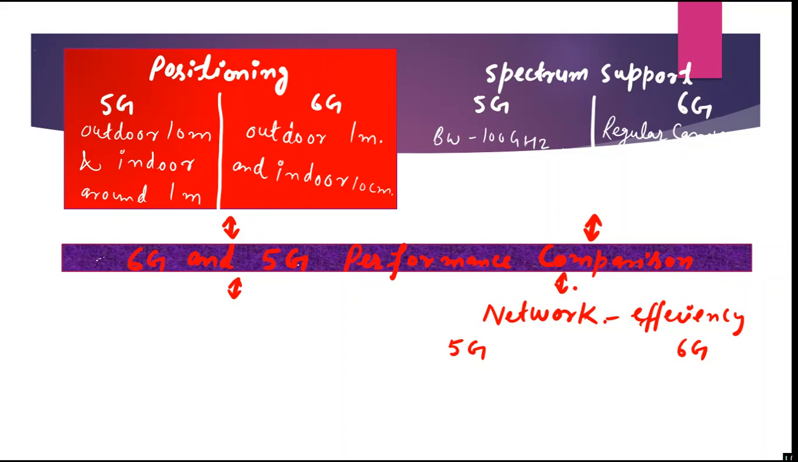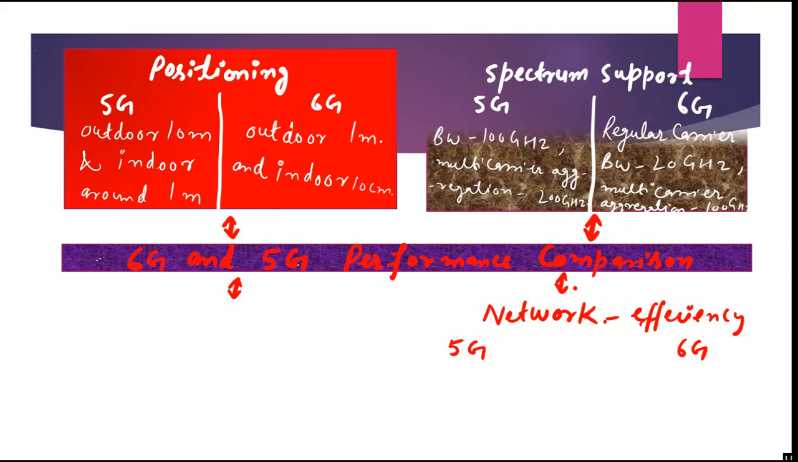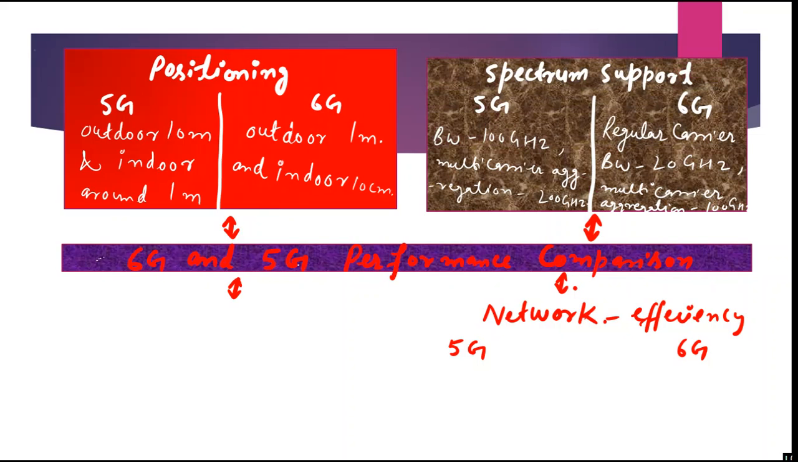The outdoor users will be positioned within a 1 meter area, and in case of indoor, it is up to 10 centimeter areas. So overall the 6G is 100 times better than 5G. So the indoor and outdoor users will be positioned with less area, less distance. And let's move to the next one, spectrum.